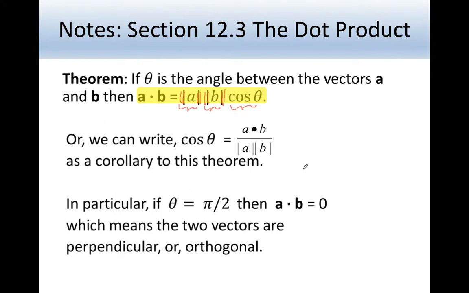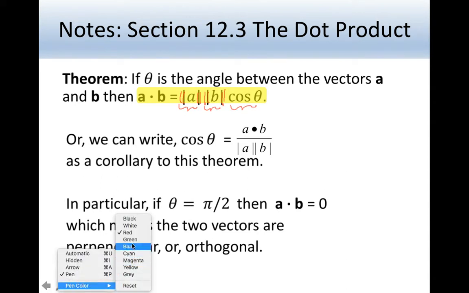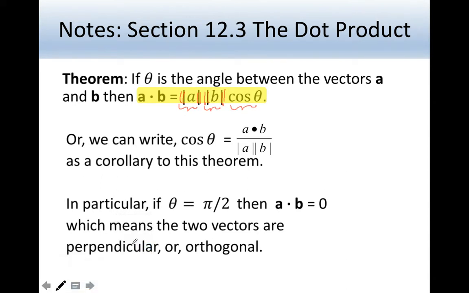Now in particular, hopefully you can see that the cosine of pi over 2 is 0. So if the angle is pi over 2, which is 90 degrees, perpendicular, then these lengths don't matter and the dot product is 0. Orthogonal is just another word for perpendicular.